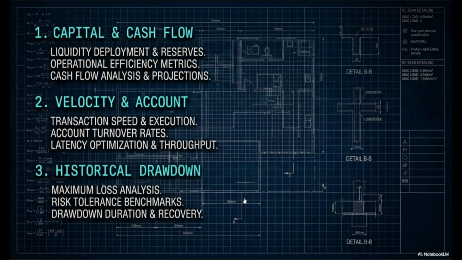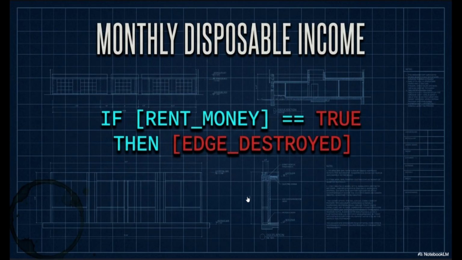Slowly. Let us start with variable number 1, your capital and cash flow. Stop lying to yourself about your financial reality. It is not just about the 500 euros you scraped together to fund a broker account today. The real question is, what is your monthly disposable income? If you blow those 500 euros, can you inject another 500 next month? Or are you going to be paralyzed by fear because that was your rent money?